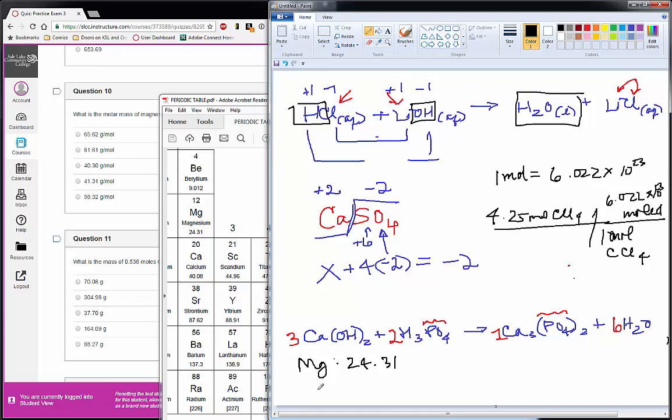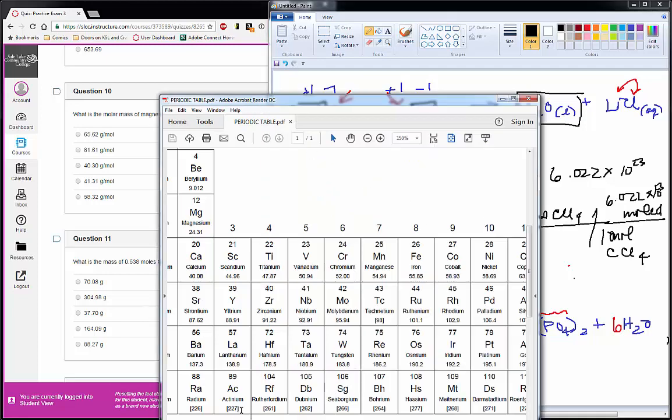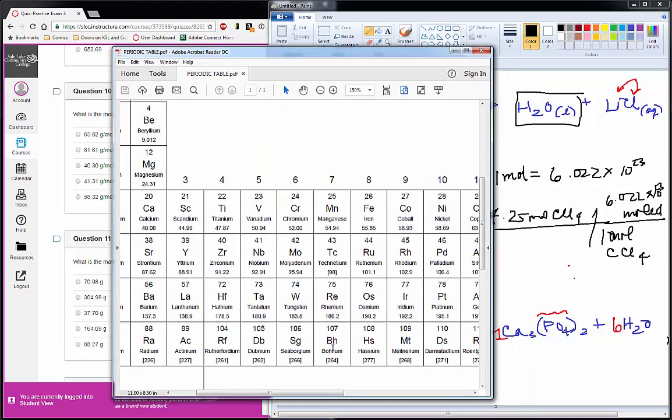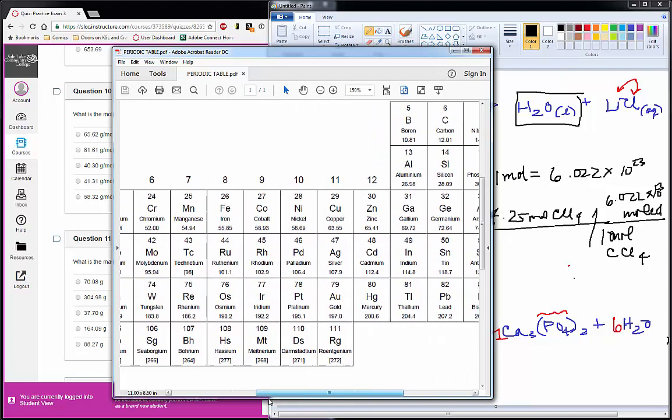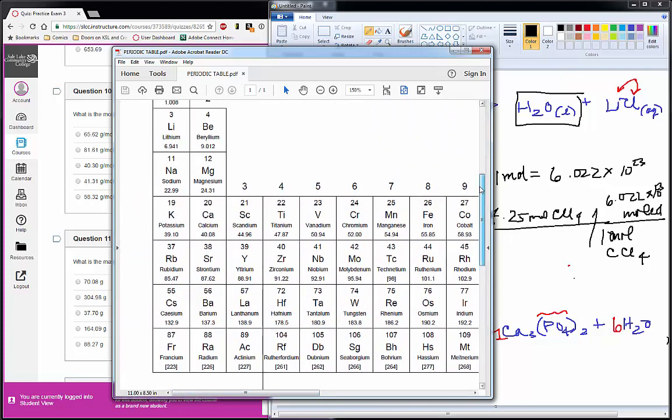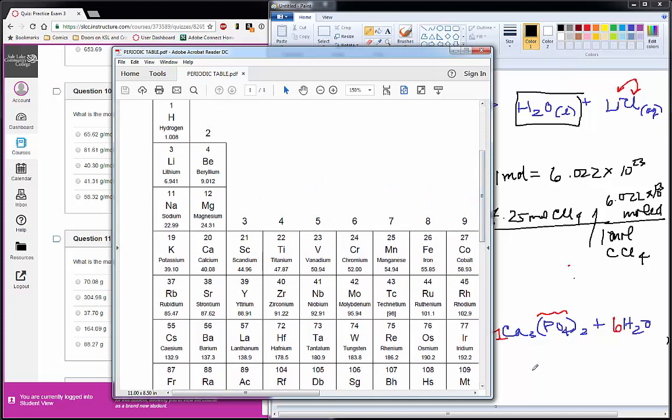And hydroxide is OH, right? And I've got O, which is 16, I think. There it is. And H, which is 1.008 right there.